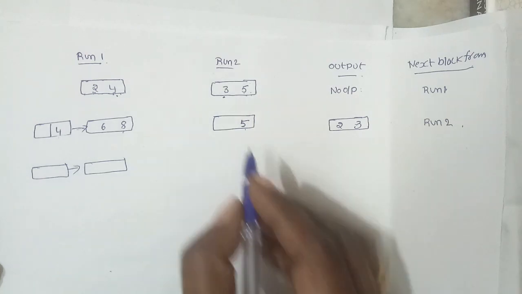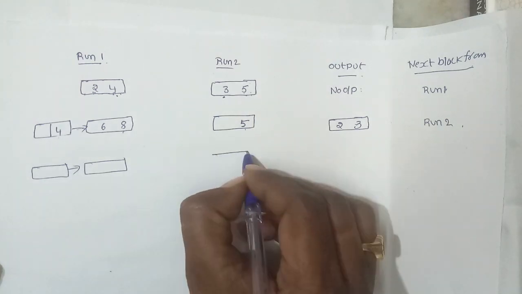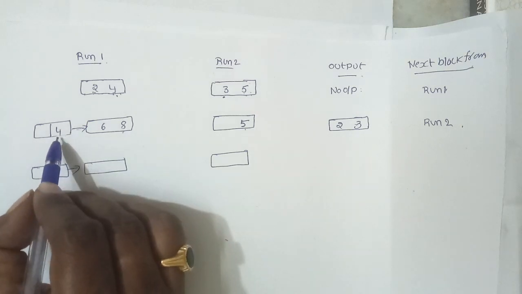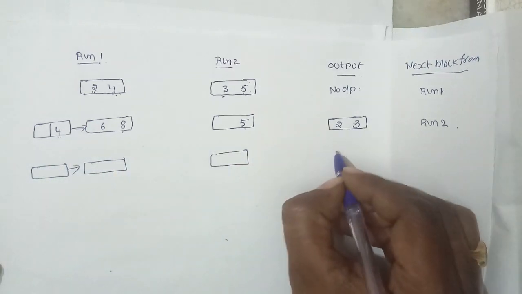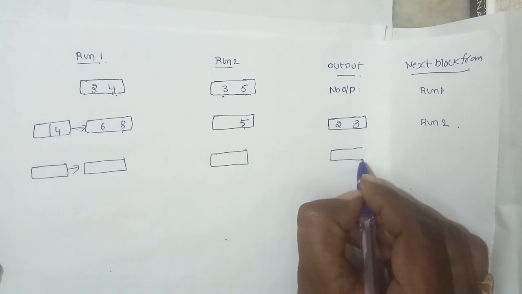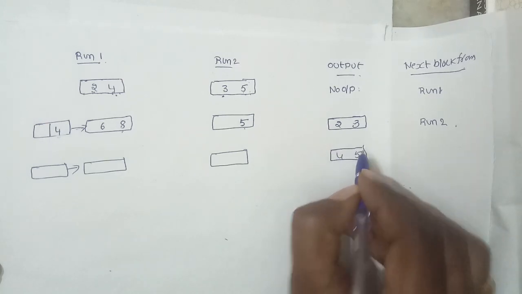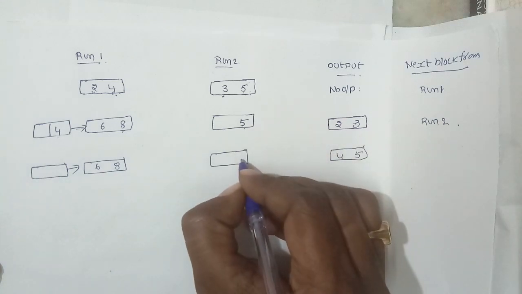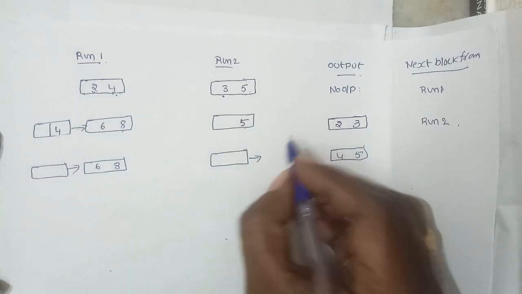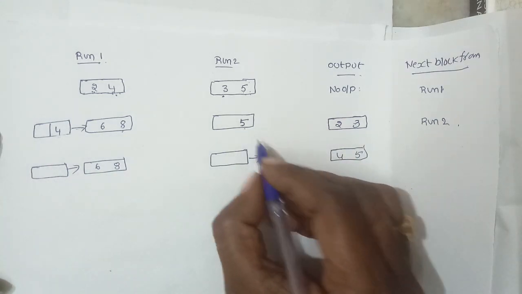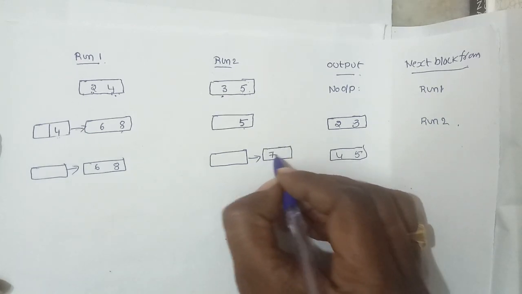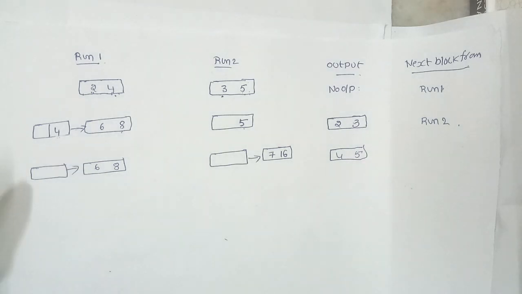At the same time you have to perform the merge operation. So the smallest two values are 4 and 5, so perform the merge operation on 4, 5. At the same time, here the two values are 6 and 8. Here this is empty, so we are reading into run 2. The next two values are 7 and 16.